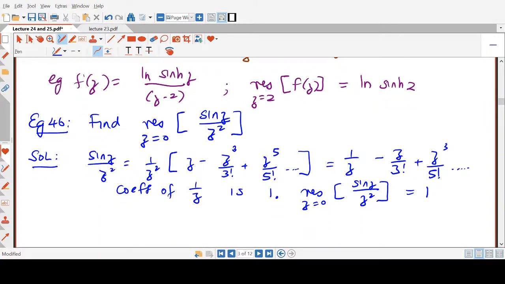If I expand the series about z minus naught, it will be z squared, etc. Then the coefficient of 1 over z is the residue. I'm just reading it. Multiply this in bracket.